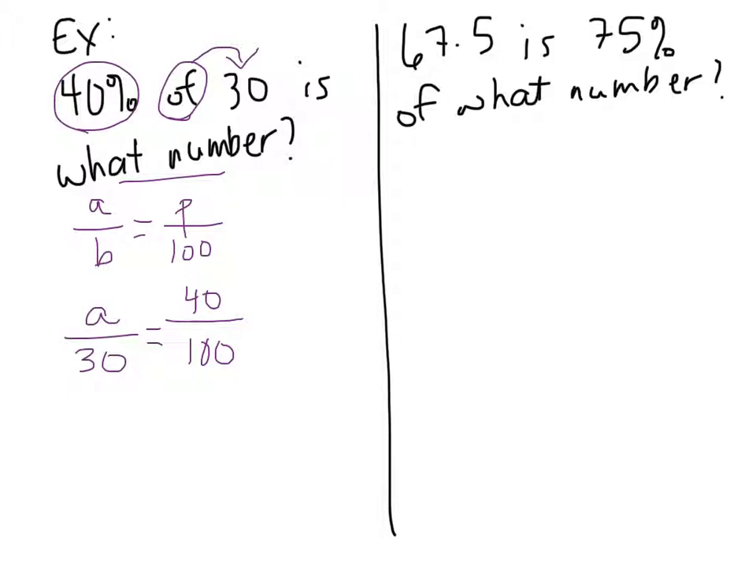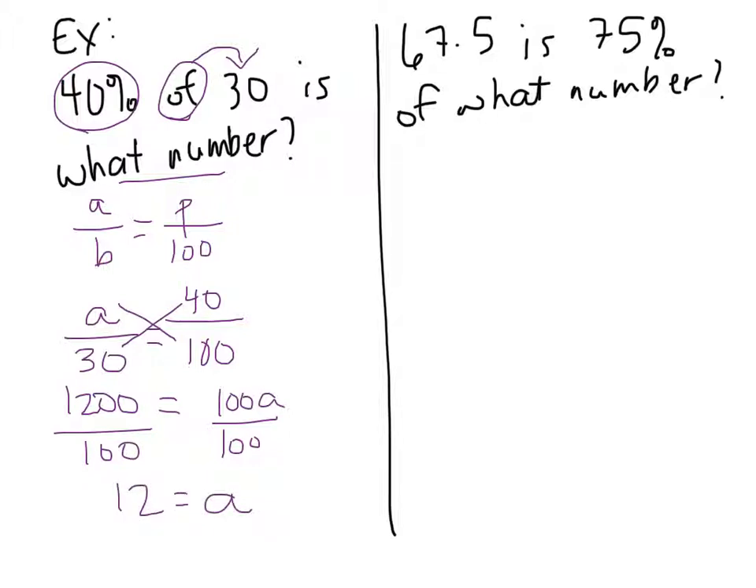Now to solve a percent, I cross multiply. So I do A times 100 and get 100A. I do 40 times 30 and get 1200. I solve that proportion. I set them equal to each other. Divide both sides by 100, and 12 equals A.